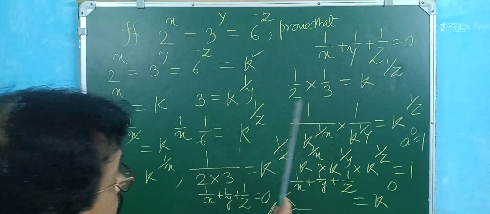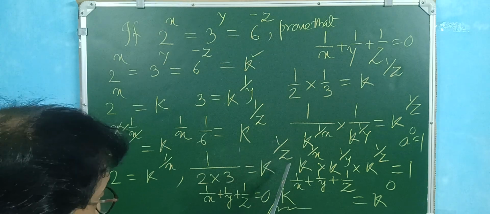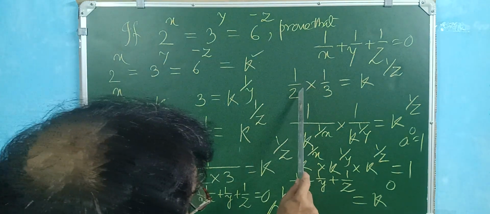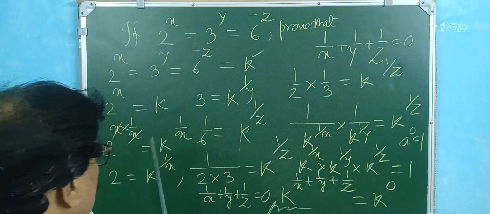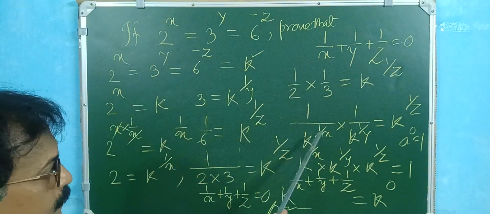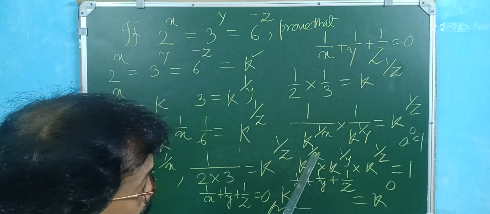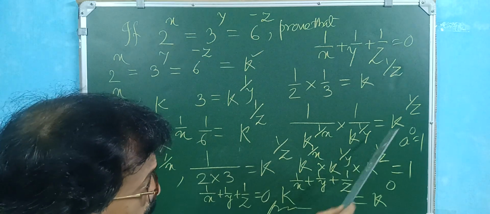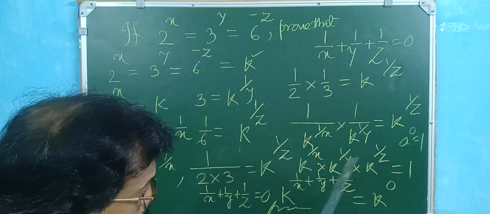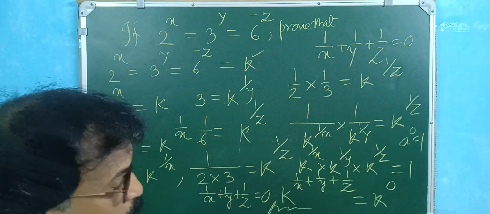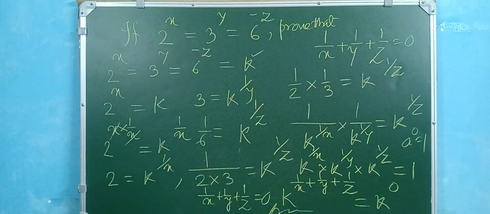Now 1 by 6, you write in this way: 2 into 3. This is k to the power 1 by z. So 1 by 2 into 1 by 3 is equal to k to the power 1 by z. In place of 2 you put the value k to the power 1 by x, and in case of 3 you write this. Multiplying, k to the power 1 by x, k to the power 1 by y, into this, is equal to 1. Now the bases are the same, so the powers will be added. In place of 1, you write k to the power 0, because a to the power 0 is 1. Okay, so in this way you solve it.